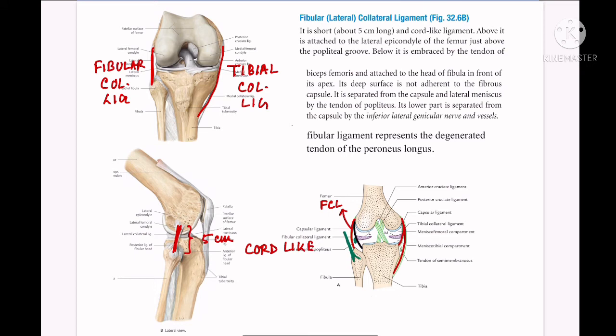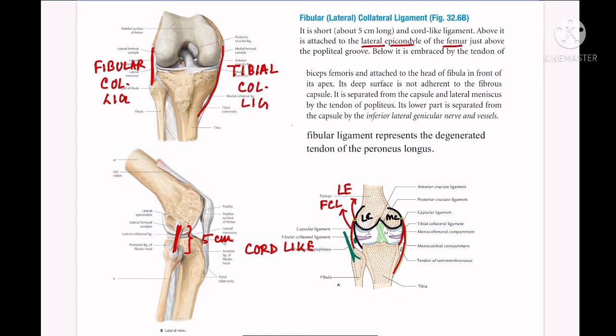Above, it is attached to the lateral epicondyle of the femur. The lower end of the femur presents two bulges. On the lateral side, it is the lateral condyle. On the medial side, it is the medial condyle. The highest point or summit of the lateral condyle is known as the lateral epicondyle. Similarly, the highest point of the medial condyle is the medial epicondyle. The fibular collateral ligament is attached to the lateral epicondyle of the femur.